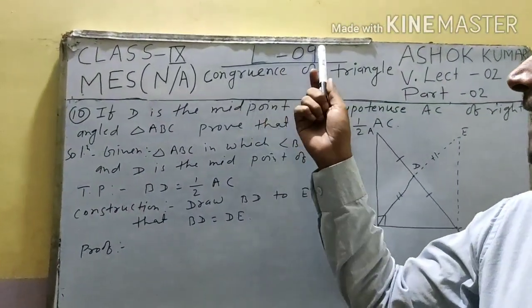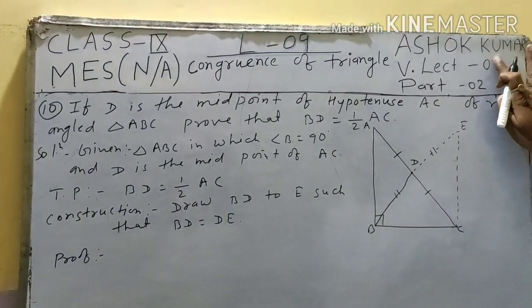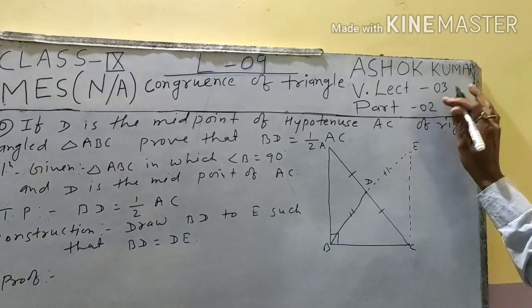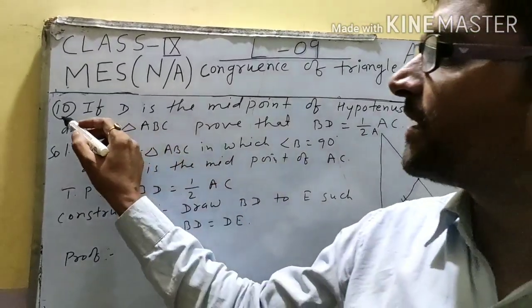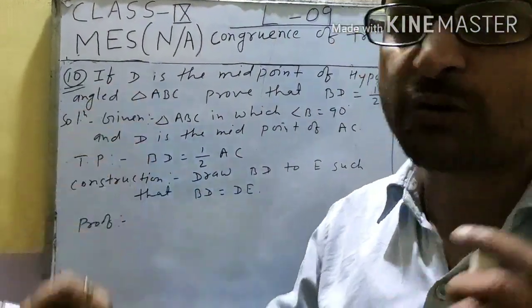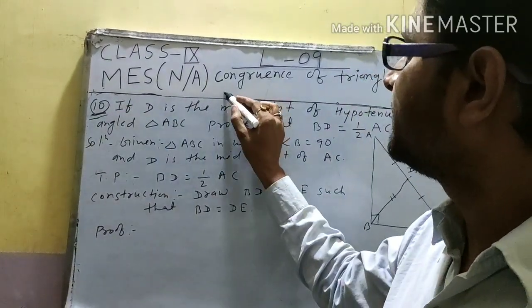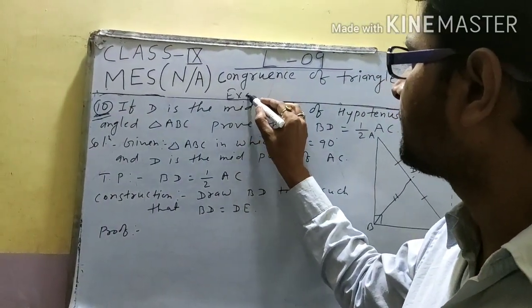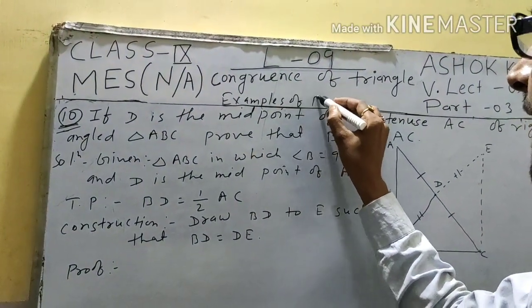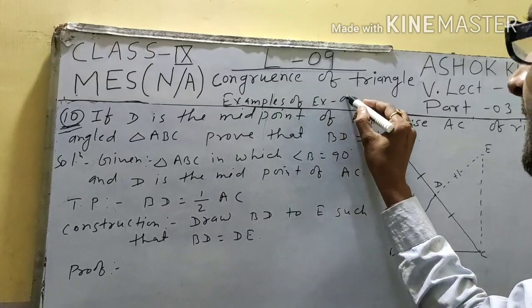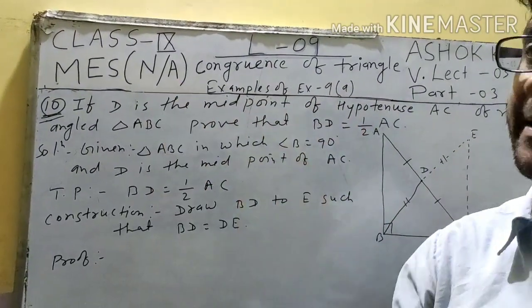Again students, lesson 9, congruence of triangles, and this is video part 3. Okay students, here is question number 10, examples of exercise 9A.